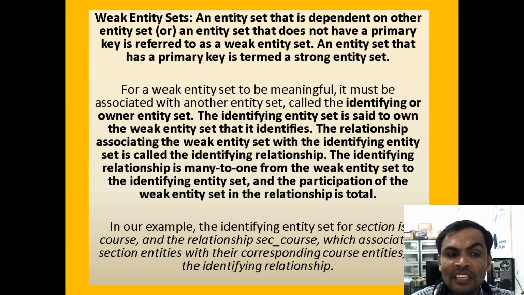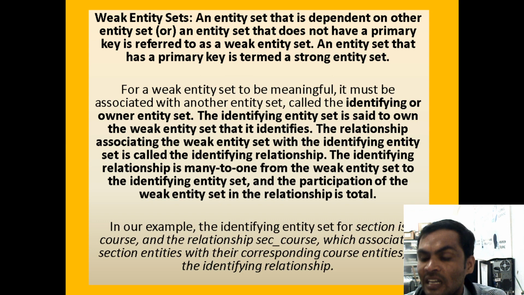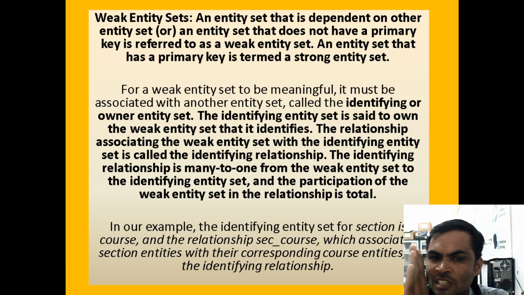That weak entity set should be associated with another entity set. When it is associated with another entity set, that entity set may be a normal entity set or a strong entity set. That entity set we call the identifier entity set or owner entity set.